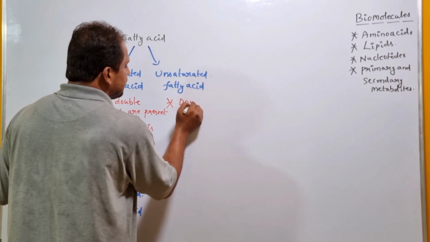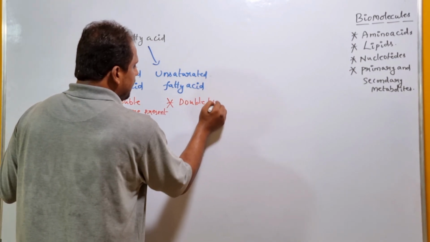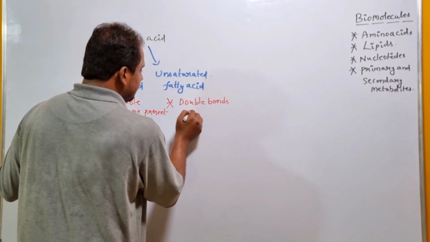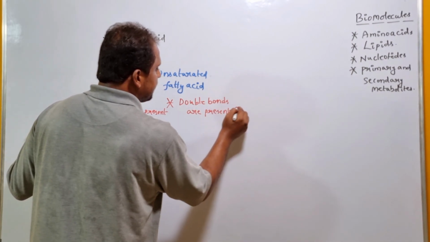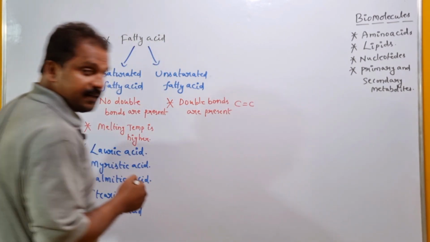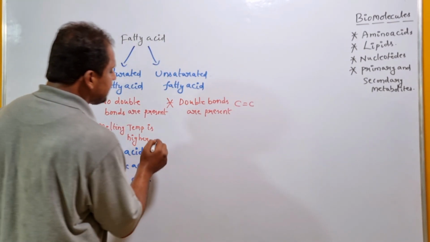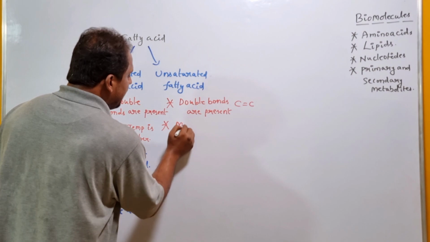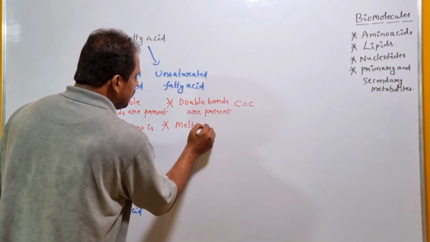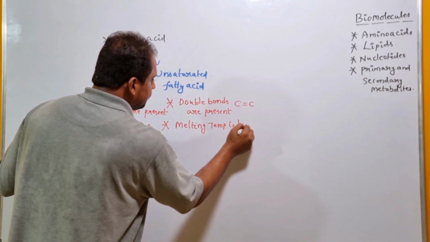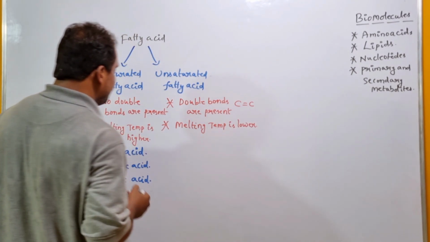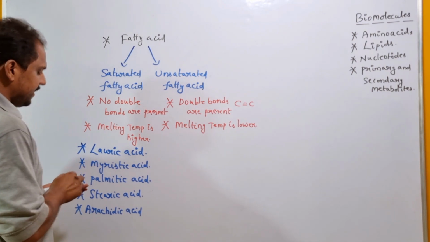in case of unsaturated fatty acids, double bonds are present. Double bonds are present in between two successive carbon atoms. Is it clear? And in case of unsaturated fatty acids, the melting temperature is lower. Then what are the various examples of unsaturated fatty acids?